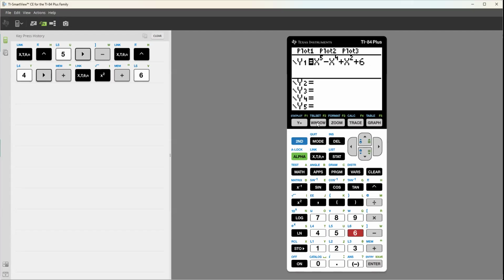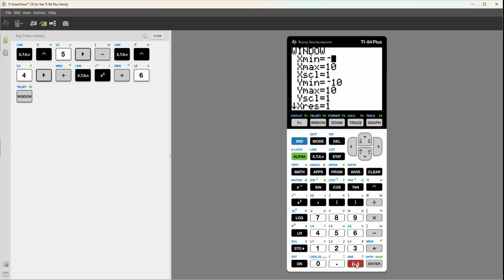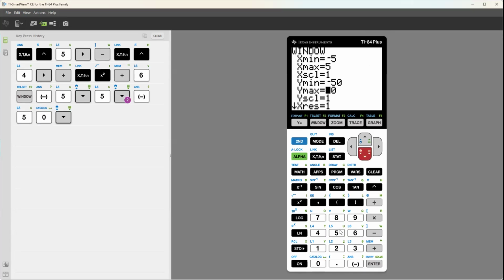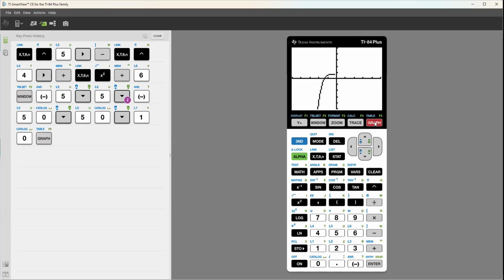Now up here it says window. To the right of y equals, it hits window. So hit window and set the x's at -5 to 5. That's your x minimum and max. They said the x scale was 1. On the y minimum, they said -50 to a +50. And they said the y scale should be 10. So once you set your window like they want, you hit graph.